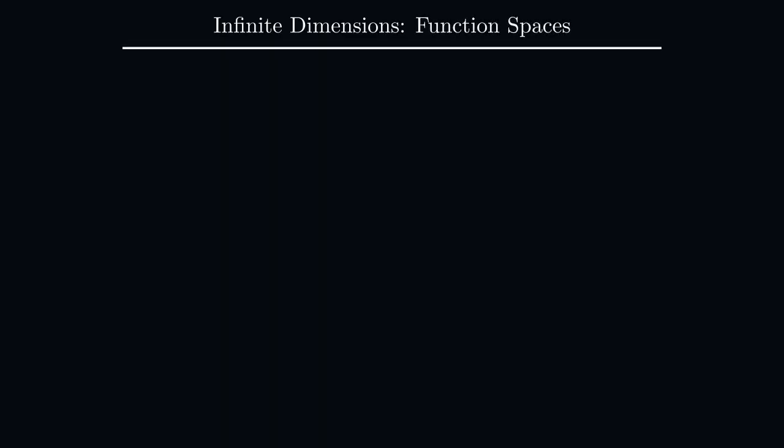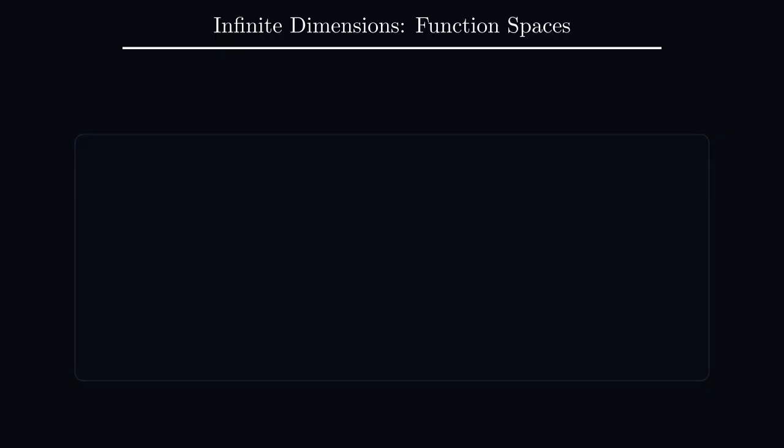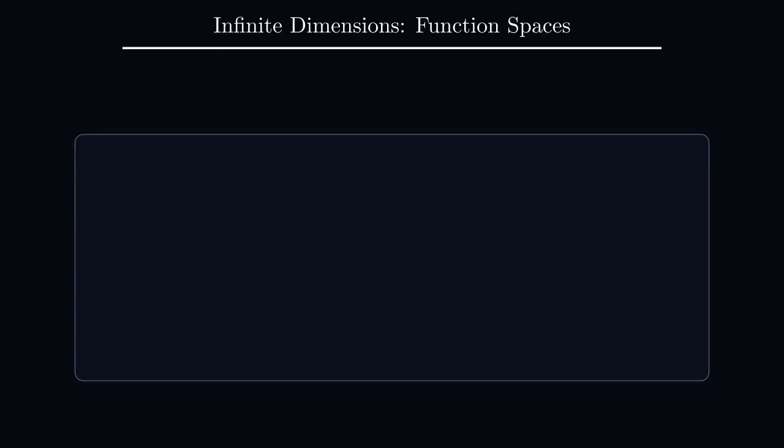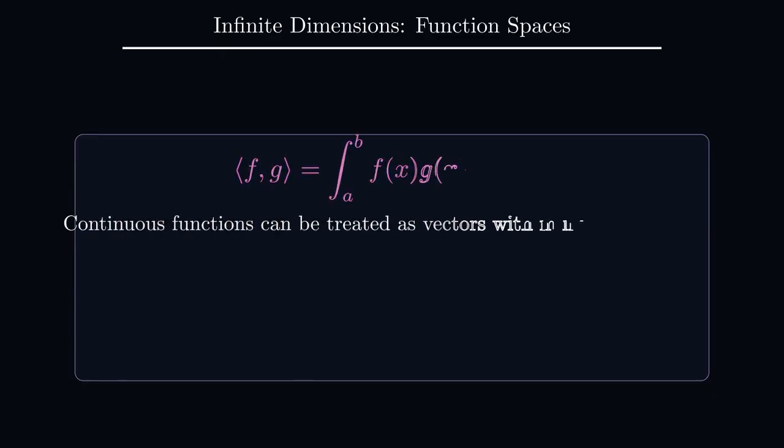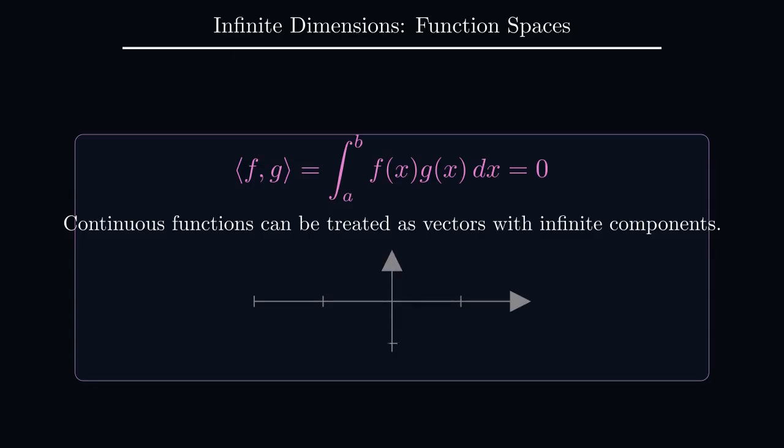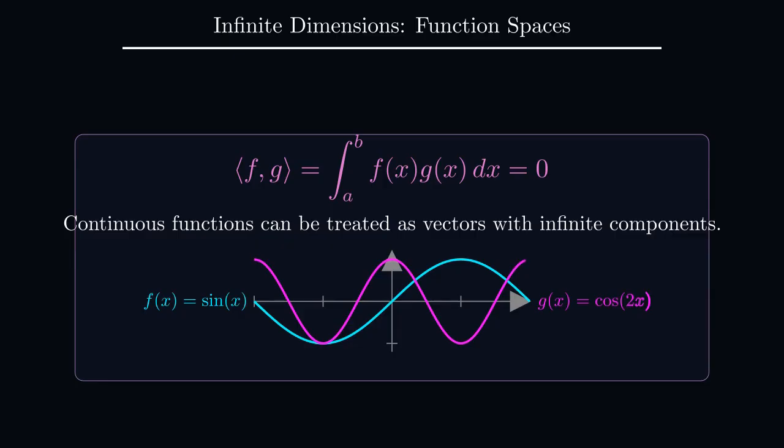We can extend this logic beyond arrows in space and apply it to functions. In functional analysis, we treat a continuous function as a vector with an infinite number of components. To determine if two functions f(x) and g(x) are orthogonal over a specific interval, we calculate their inner product using an integral from a to b of f(x) times g(x) dx. If the area under the product of these two functions sums to exactly 0, the functions are orthogonal. This means that within that interval, the two functions share no common components. They are perpendicular in a high-dimensional function space.